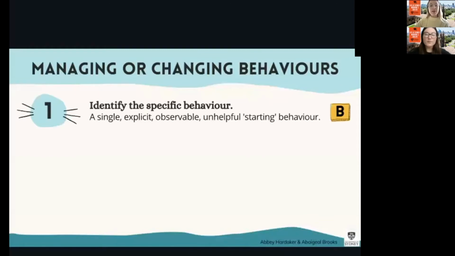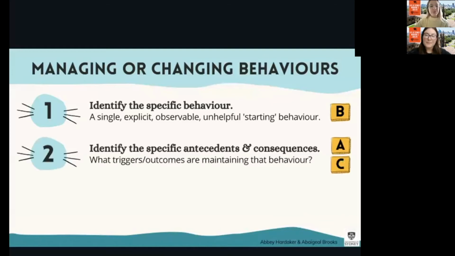Step 1 is to identify the specific unhelpful behaviour. It's important that we identify a single observable behaviour so the student is fully aware which behaviour is being addressed. Consider this the starting behaviour. We then also want to decide on the alternative helpful behaviour, the final desired behaviour that we want to reinforce. For example, an unhelpful behaviour might be blurting out an answer, and the final desired behaviour would be raising their hand.